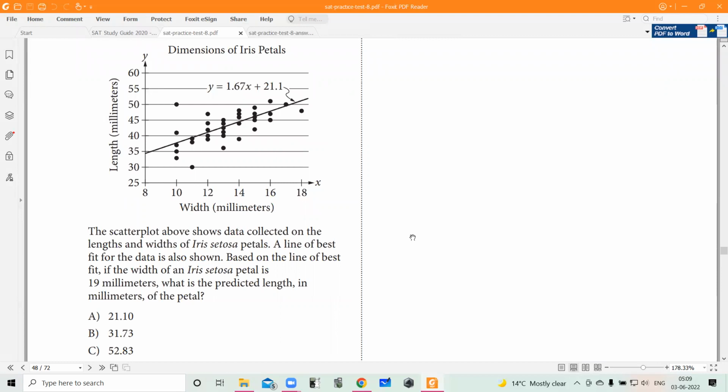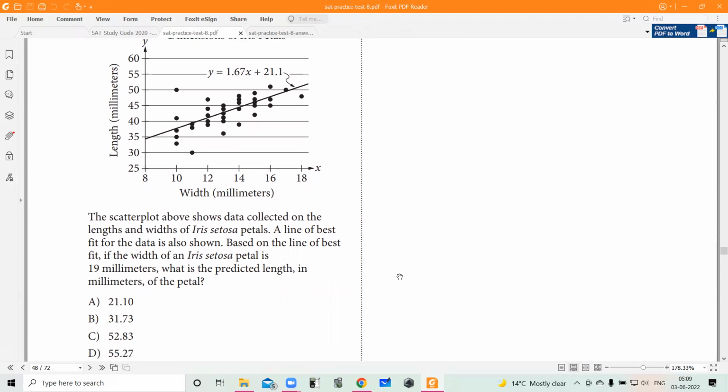Well, 1.67 times 19 plus 21.1. Correct, because we are given the equation. How much should that be? Times 19 plus. You can use the calculator. Yeah, 52.83.